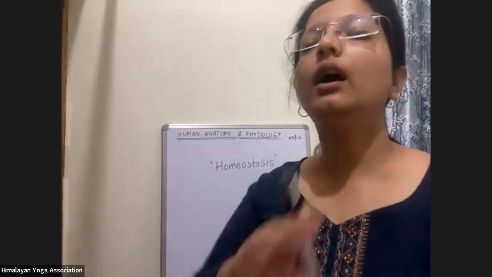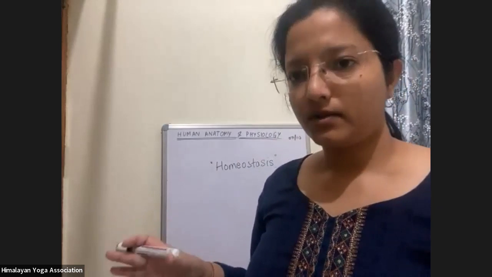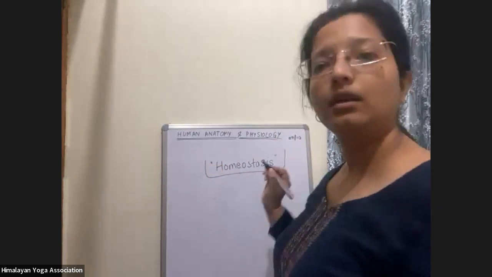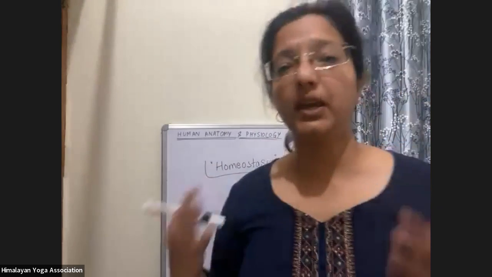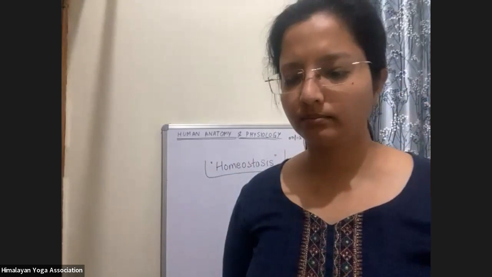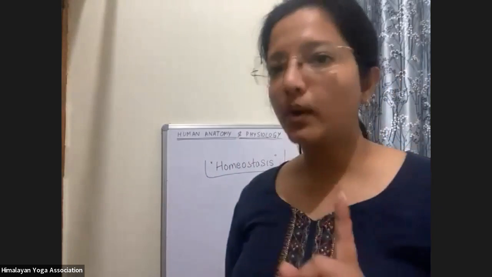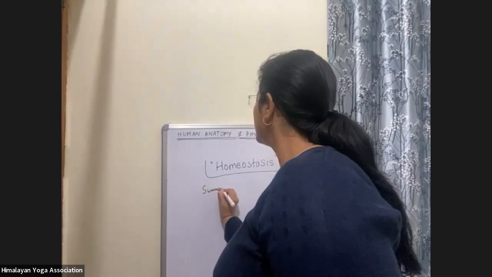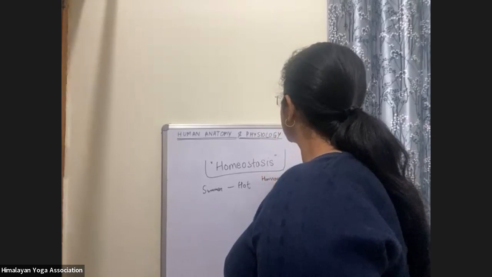Okay, and we humans, we never do this. We are working 12 months a year, and we never hibernate. Why so? Because we have this process of homeostasis. So what happens when it is very hot? What happens to our body when it is very, very hot? We sweat. We release toxins. Yes, we sweat. When it is summer and hot, humans sweat.